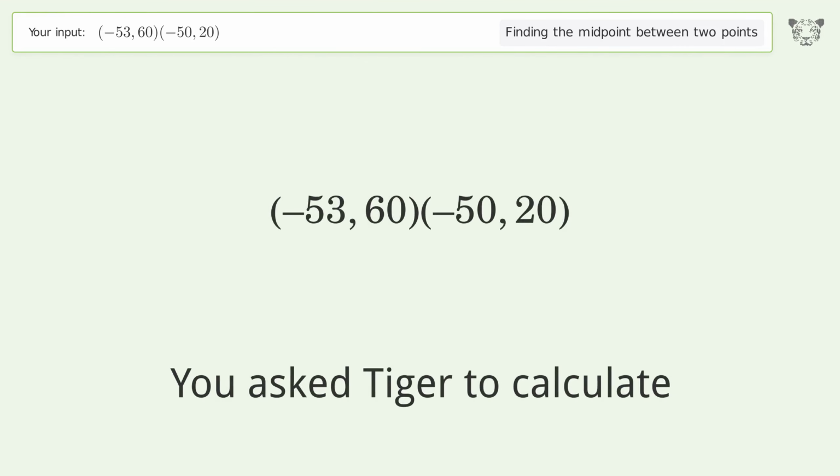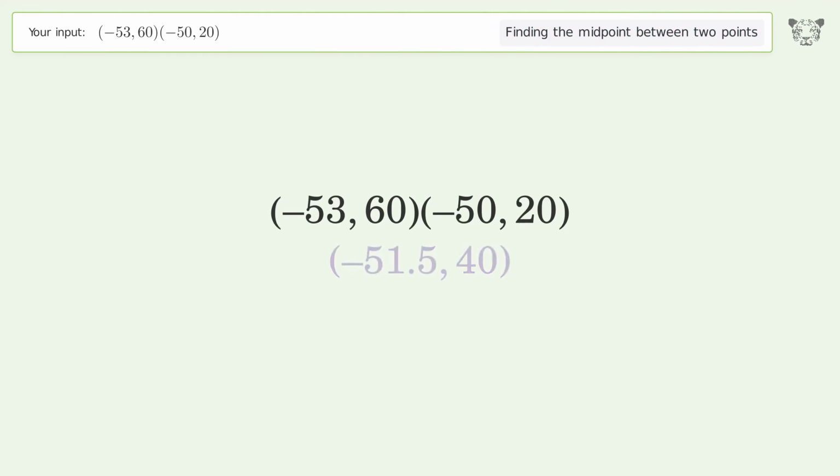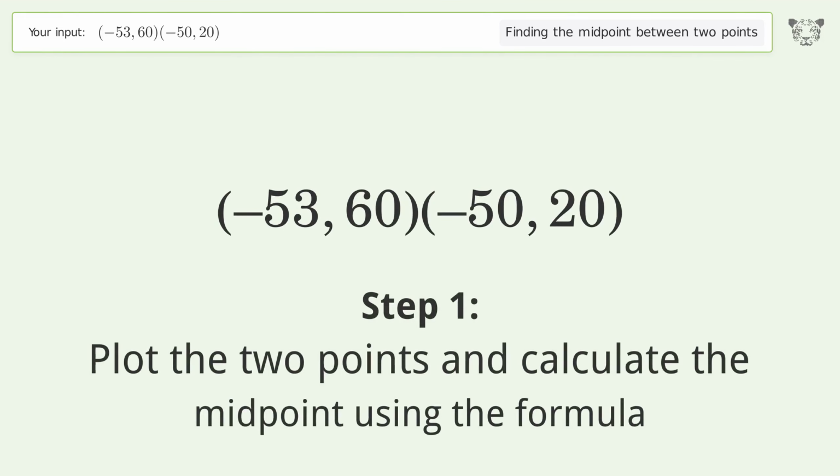You ask Tiger to calculate. This deals with finding the midpoint between 2 points. The midpoint between the 2 points is negative 51.5, 40. Let's solve it step by step. Plot the 2 points and calculate the midpoint using the formula.